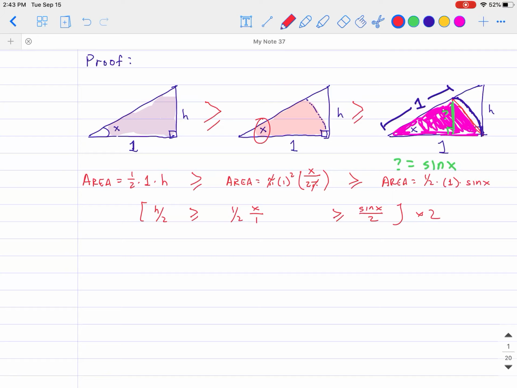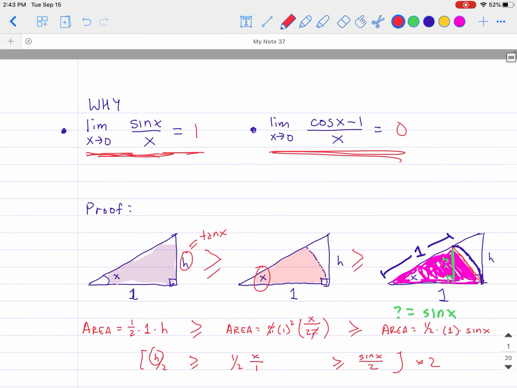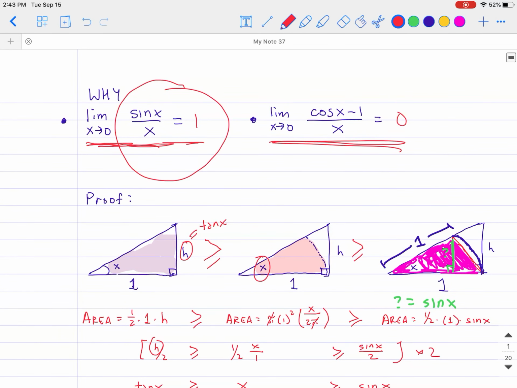Oh, actually, hold on. I messed up over here. The height over here, right? We can actually figure out what h is. h is supposed to be equal to the tangent of x because it's the opposite over the adjacent. So let me make that replacement. So here, my final inequality so far is that we have the tangent of x is greater than or equal to x is greater than or equal to the sine of x.